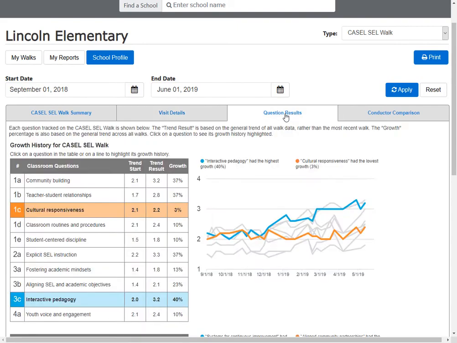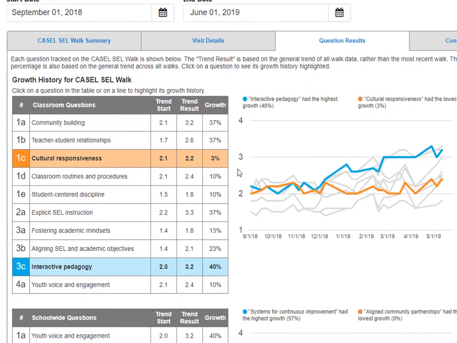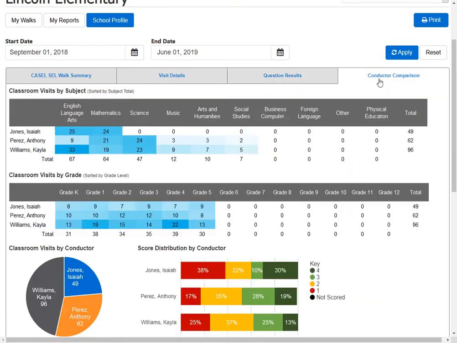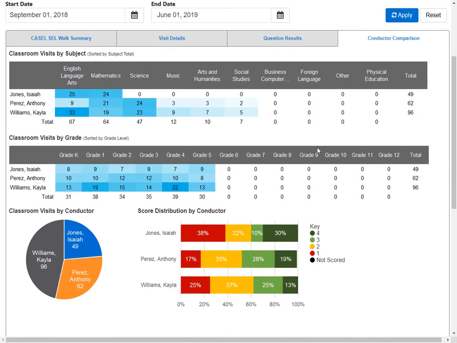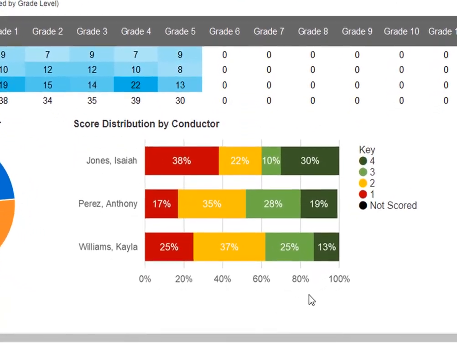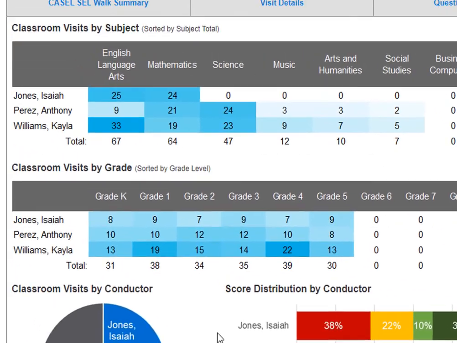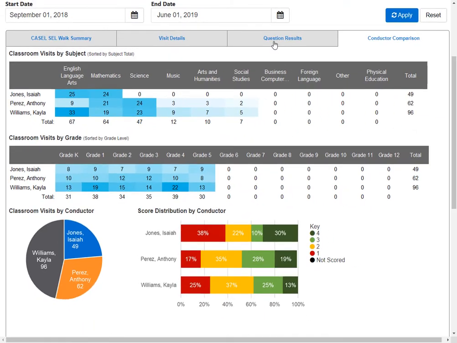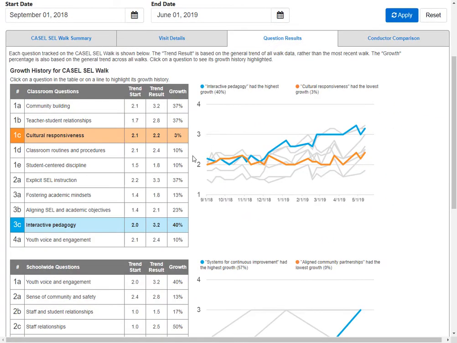LSI Trend Tracker will also let you see the growth history for individual indicators from CASEL. Easy-to-read reports highlight which are showing improvement and which may need some additional support. You'll also have the chance to compare everyone who has conducted a walk in the school. This will allow you to make sure your walk conductors have inter-rater reliability and that they are hitting the right grades and subjects.